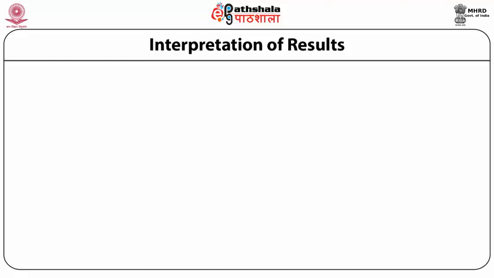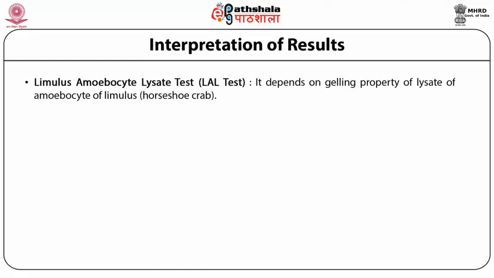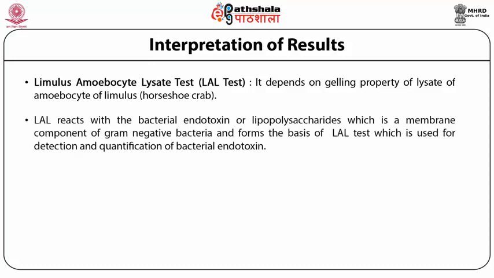LAL test, or in vitro test. That is also called the Limulus amoebocyte lysate test. It depends on the gelling property of lysate of amoebocytes of Limulus, that is, a horseshoe crab. LAL reacts with the bacterial endotoxin or lipopolysaccharide, which is a membrane component of gram-negative bacteria, and forms the basis of the LAL test, which is used for detection and quantification of bacterial endotoxin.